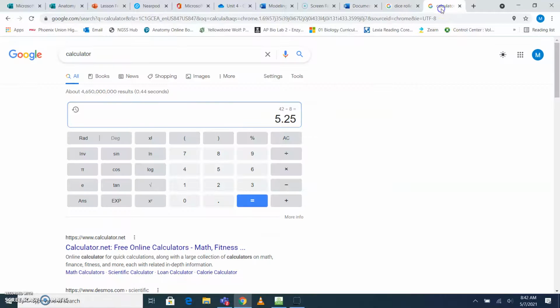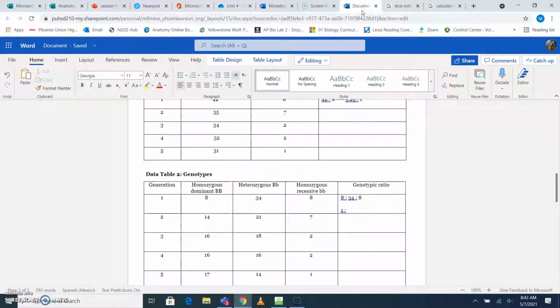34 divided by 8, let's see what that is. 34 divided by 8 gives me 4.25, and then 8 divided by 8 was 1. So this was showing that for every one homozygous dominant brown mouse, I was getting 4 1/4 heterozygous brown mice and 1 homozygous recessive mouse. And you would need to repeat for these. Again, the lowest number in here is 7, so you would need to divide all these numbers by 7. The lowest number here is 2, so we need to divide all these numbers by 2, and so on and so forth.